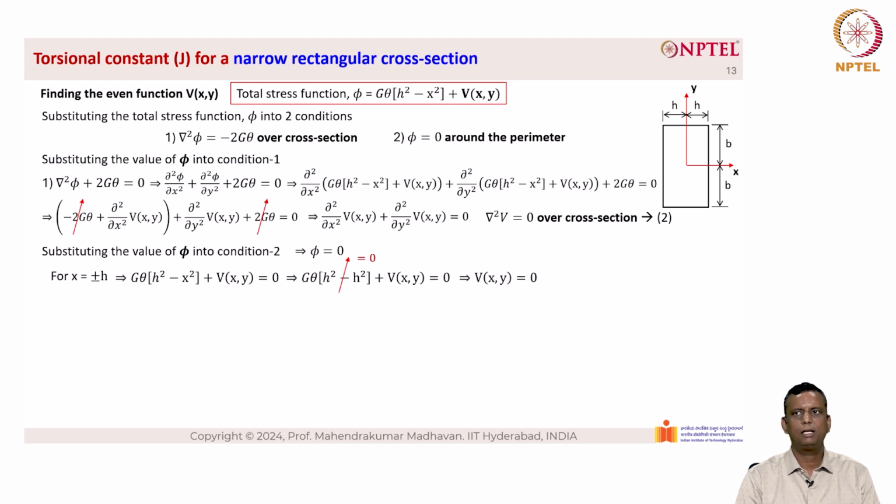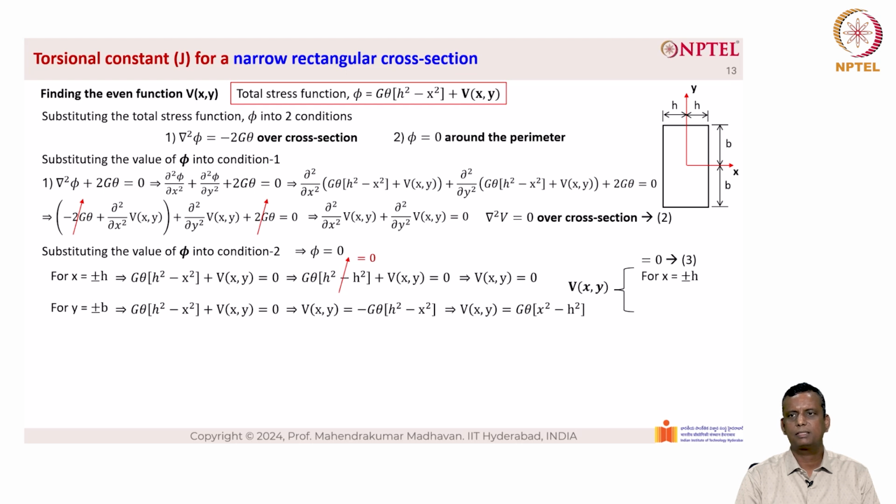So this is one side of the boundary. The other side of the boundary, for y equal to plus or minus b, we have g theta into h square minus x square plus v of x comma y equal to 0. Which means that since the term does not contain the values of y, v of x comma y is equal to minus g theta into h square minus x square for y equal to plus or minus b. So we can further simplify this by taking the negative side inside. So we have v of x comma y equal to g theta into x square minus h square.